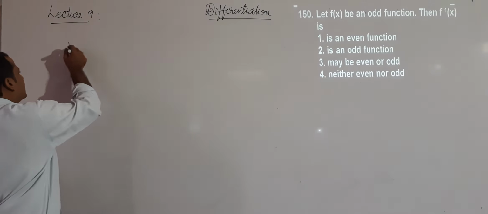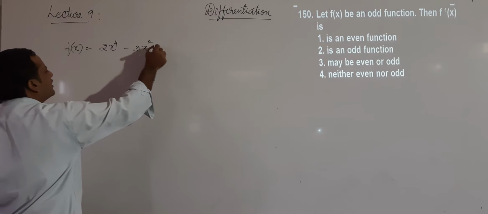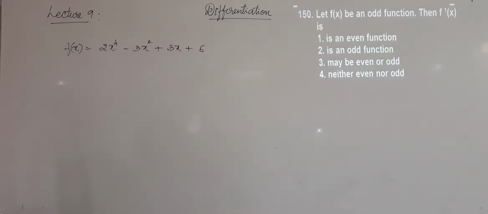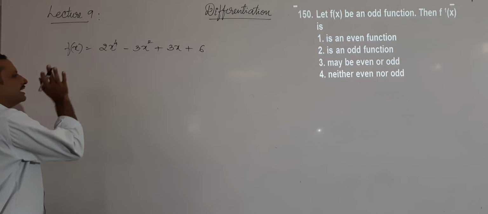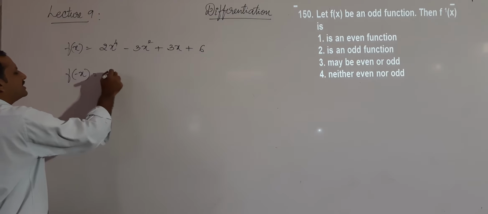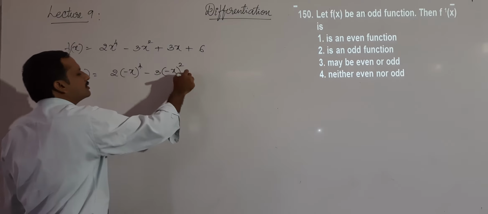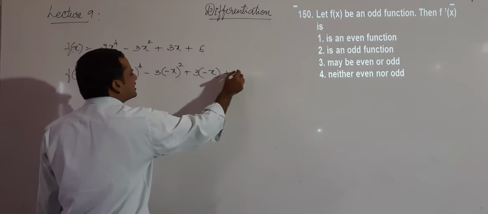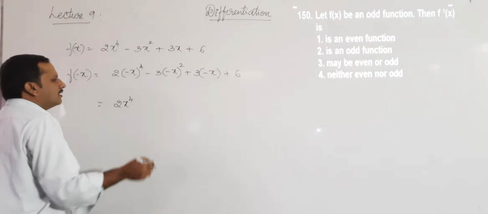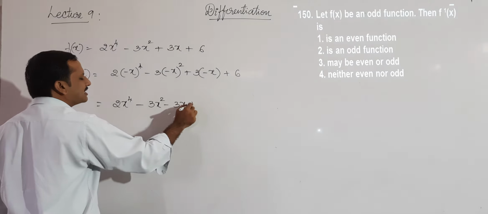Further, look at this example. f of x is equal to 2x power 4 minus 3x square plus 3x plus 6. This function is neither an odd function nor an even function, because you observe here f of minus x is 2 into minus x whole power 4 minus 3 into minus x whole square plus 3 into minus x plus 6. Minus x whole power 4 is x power 4 only. Minus x whole square is x square, so minus 3x square is equal to minus 3x plus 6.